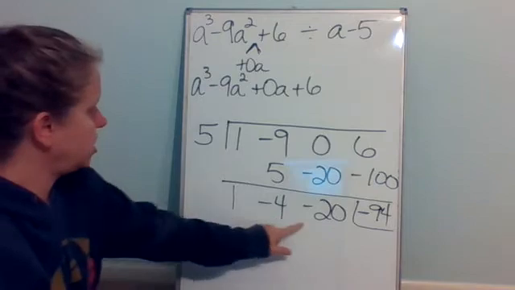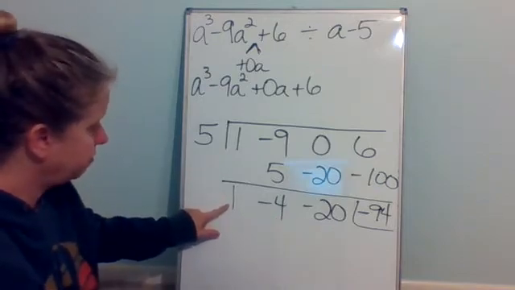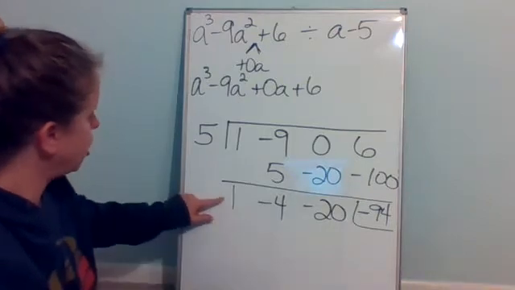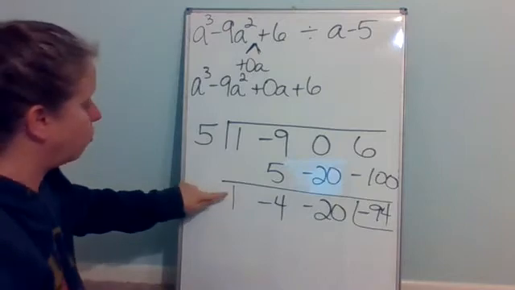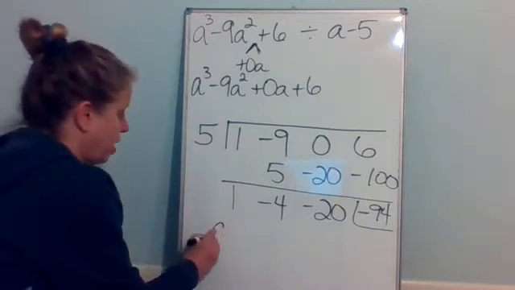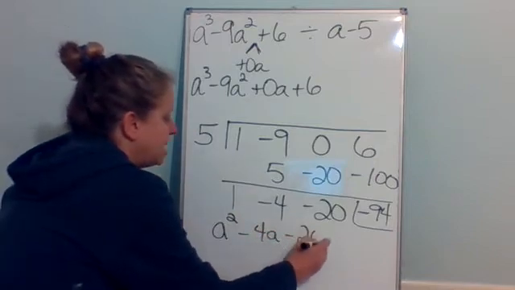So let's see, what do these numbers here represent? This is going to be my first term in my new group of terms, and it's just going to start off with one exponent less than this. So I'm going to have 1a squared, then minus 4a minus 20.